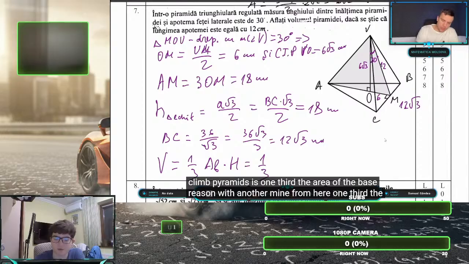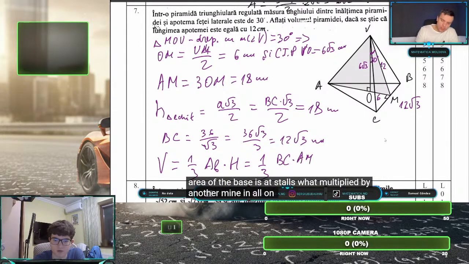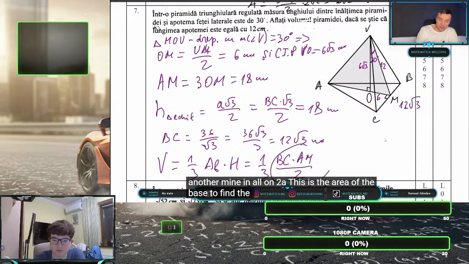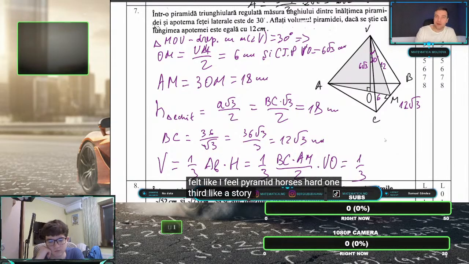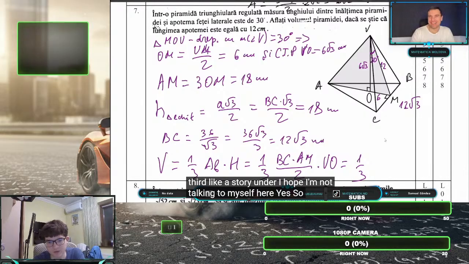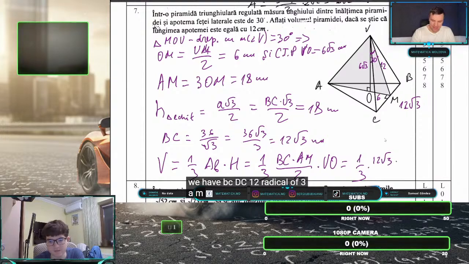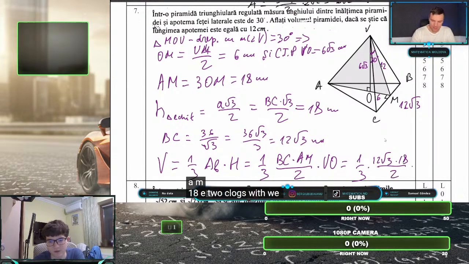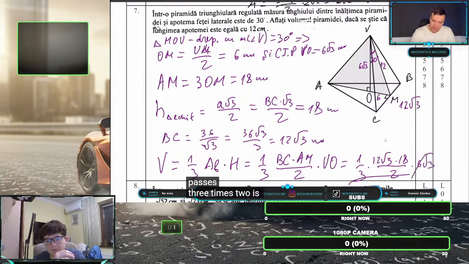Now volume is gonna be exactly this. Area of base times height. Area of base is just BC times AM divided by 2. And the height is BO. BC we know is 12 square root of 3. AM we know is 18, divided by 2. Got a 6 over 6 square root of 3.